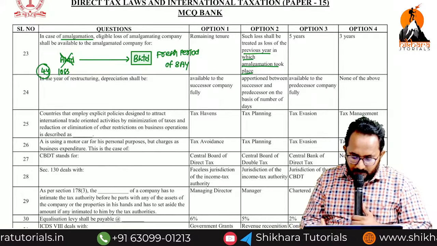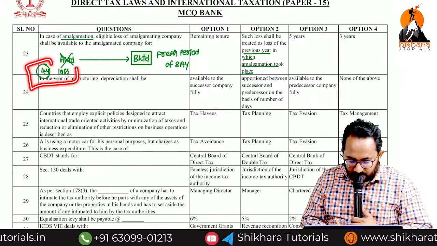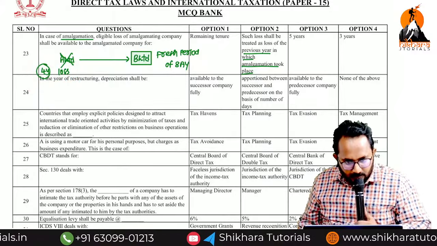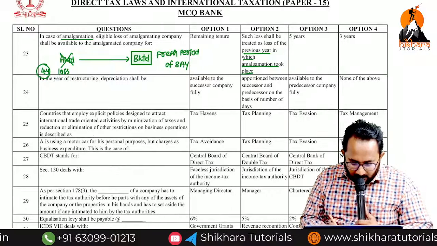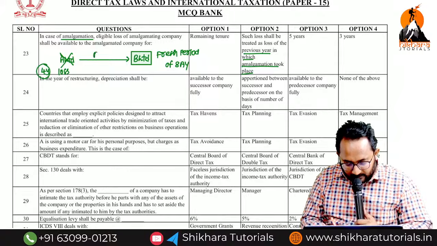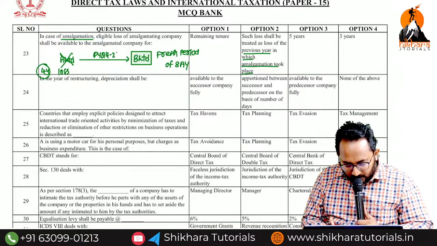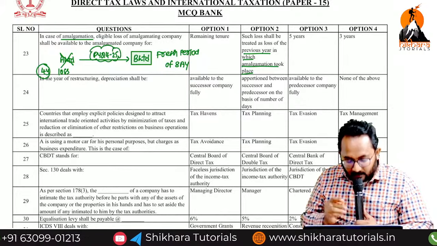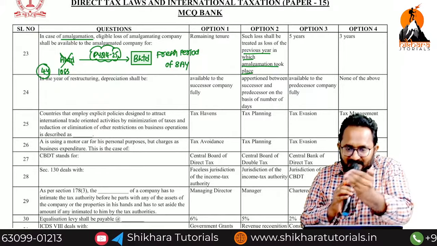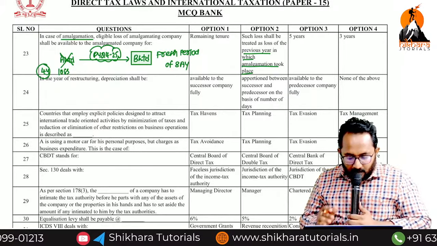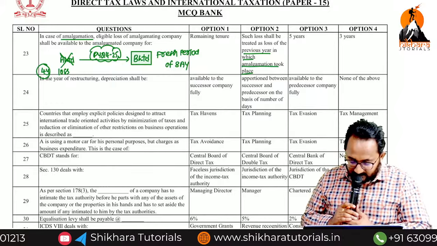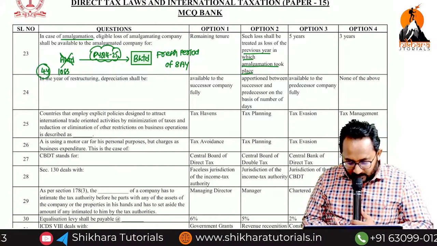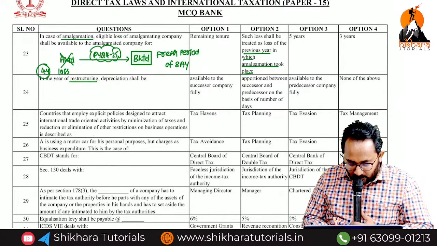Sir, already we carried forward the business loss for 4 years, no problem. Yes, that loss was already carried forward for 4 years also. In the previous year 24-25 amalgamation happened. That loss just arose in this year. That assumption we have to follow, and we have to carry forward for how many fresh assessment years? 8 years. In case of restructuring, depreciation, what we have to do?